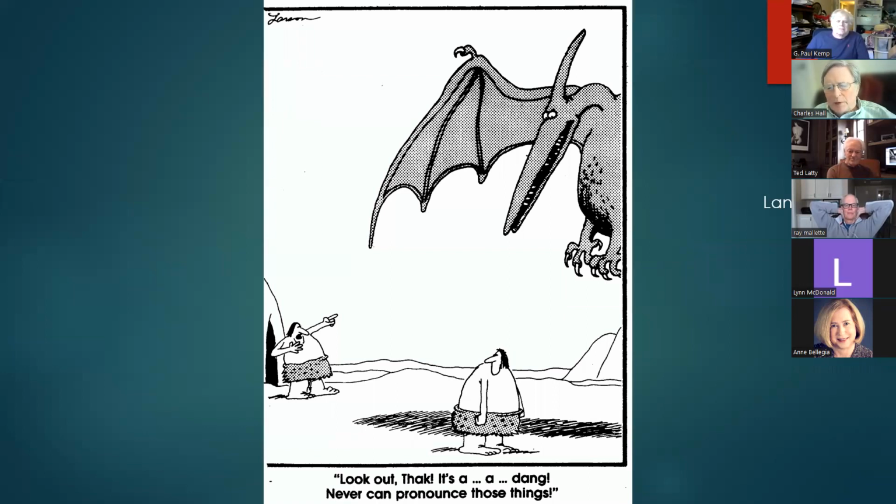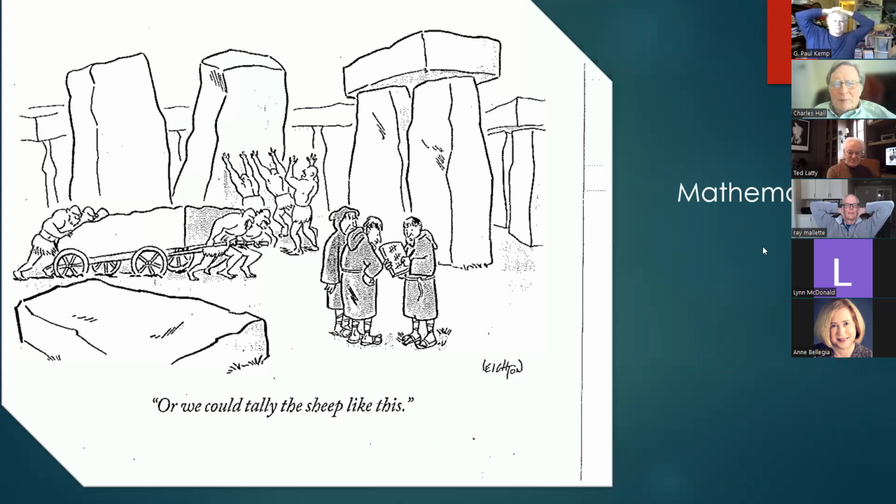Language became very important. So this guy can't pronounce pterodactyl in time to save his friend. But anyway, look out, back. It's a thing. I never can pronounce those things. I love these Gary Larson jokes. And this is one of my favorite cartoons.